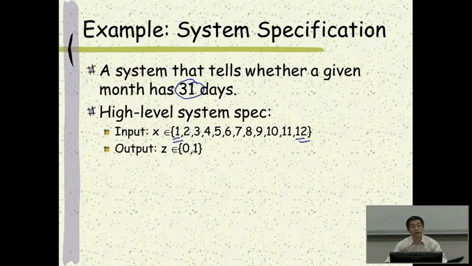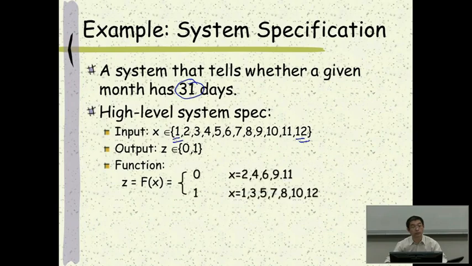And the functionality of this system can be represented by this step function. When X is 2, 4, 6, 9, or 11, which means when X is February, April, June, September, or November, it will not have 31 days. In other months, it will have 31 days.